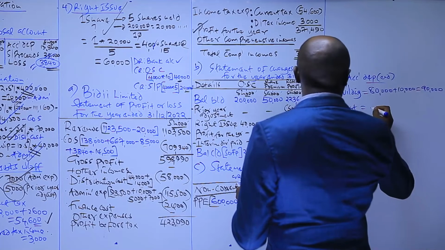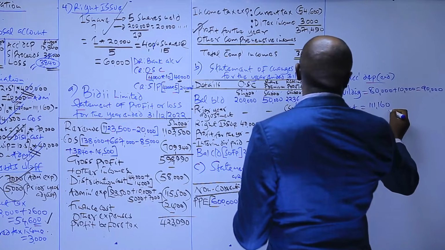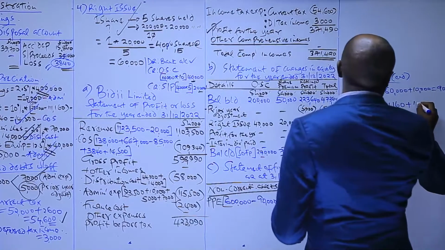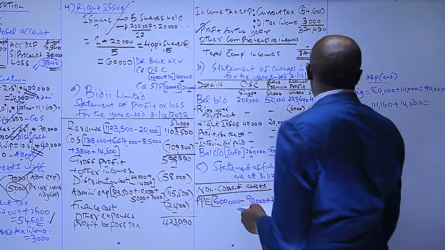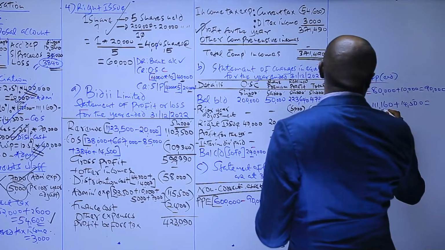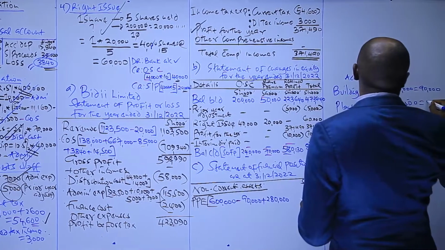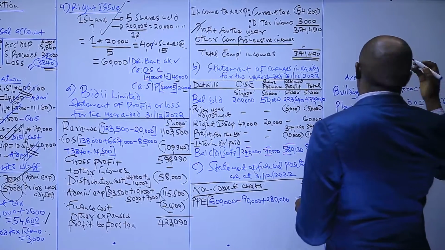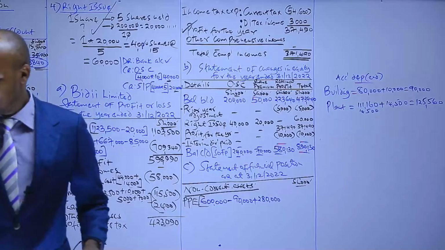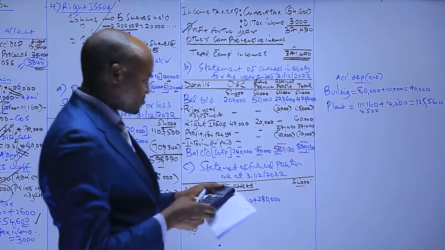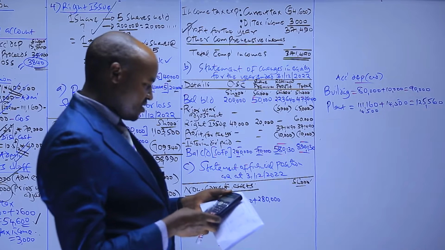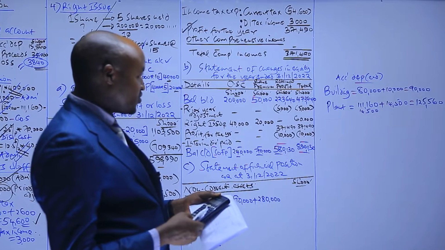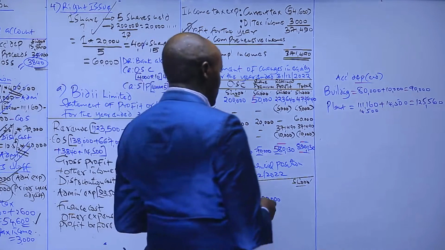We take the accumulated depreciation of plant at the start as given in the trial balance, 111,160, and then we add the depreciation for the year here. How much is it? 14.5. So this will give us an accumulated depreciation of 125,560. Let's confirm whether that addition is correct. We have 111,160 plus 14,500, which gives a total of 125,560. Yes. So we less it here.